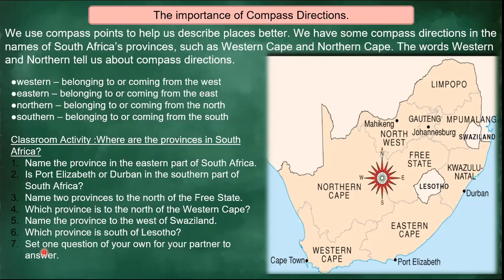Set one question for your own and for your partner to answer. Okay, guys, give us a question. Set a question from this map that you want us to answer. Set your own question by looking at the map, and then your mates will answer. Who wants to set a question? We have Bandile.